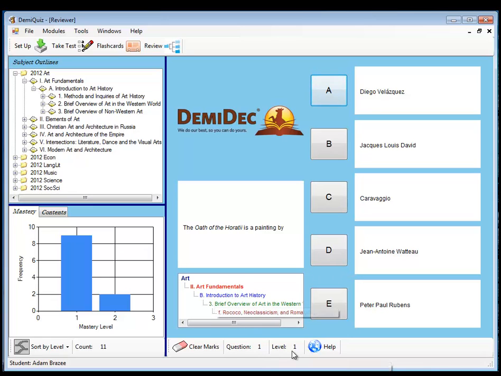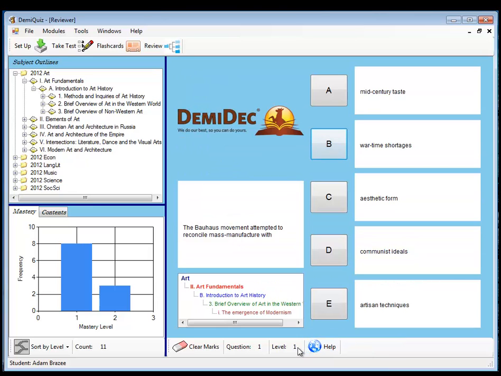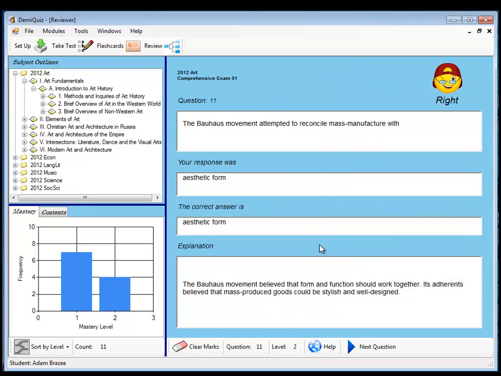Oath of the Horatii is level 1. If we miss it, we'll have a question at level 0. Let's go ahead and get it right. That was Jacques-Louis David. And we'll go to the next question. It's a level 1. And the Bauhaus attempted to reconcile mass manufacture with aesthetic form. Here's a level 2 question. The Bauhaus attempted to reconcile... Okay, that's already level 2.